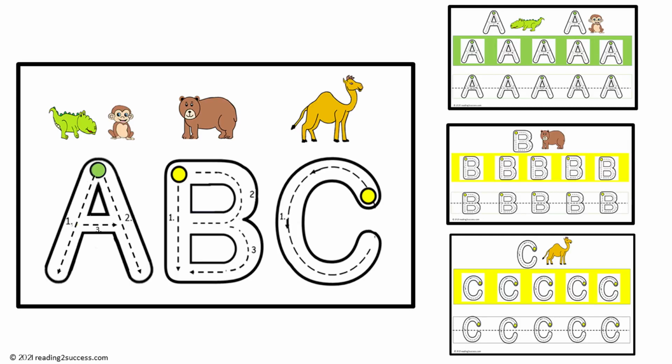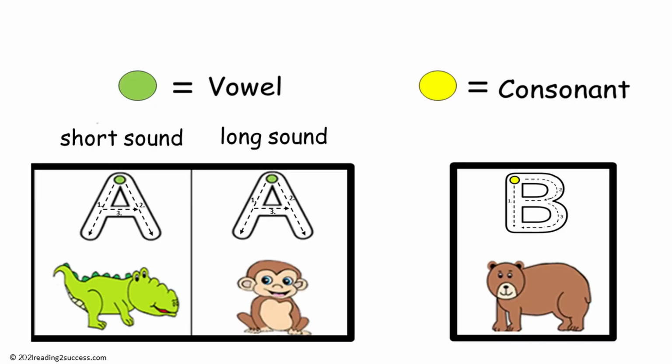Each section will begin with a letter card consisting of 3 letters. In this example, they are A, B, and C. Each letter will have a green dot or a yellow dot. A green dot means the letter is a vowel, and it will have 2 pictures, one that starts with the short sound and one that starts with the long sound. A yellow dot means the letter is a consonant.